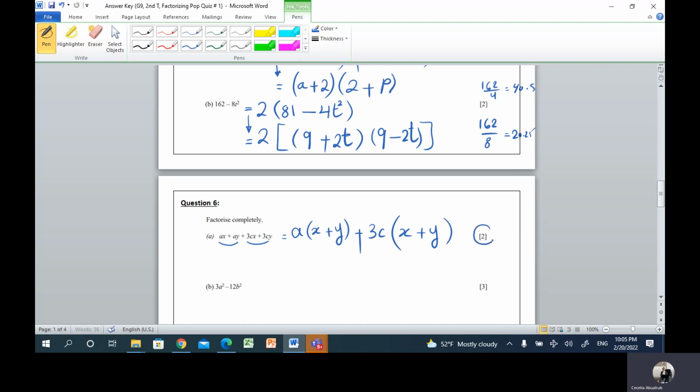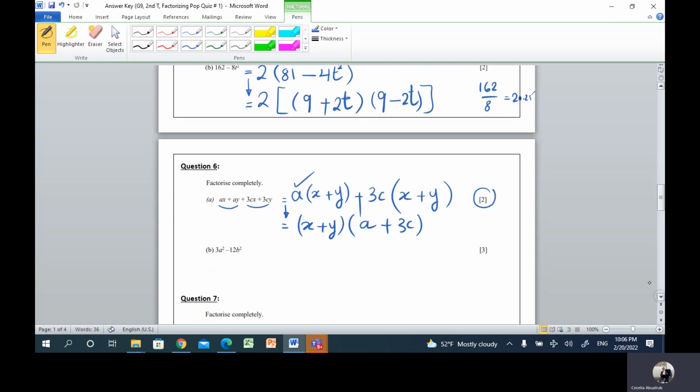And as you can see, this question has 2 marks, so it is definitely 2 steps of factorizing. x plus y is common, so bring x plus y out as an expression, open a bracket, a is left out, so a plus 3c is left out, plus 3c, and now our factorizing is complete.